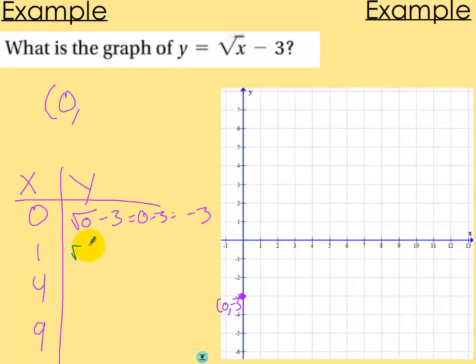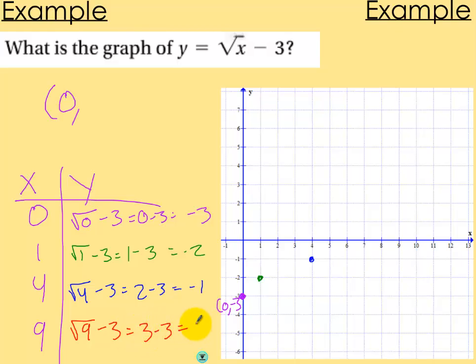If you're plugging in a 1, you get square root of 1 minus 3, which is 1 minus 3, which is negative 2. So (1, -2). And then plugging in 4, so square root of 4 minus 3, which is 2 minus 3, which is negative 1. So (4, -1). And for that last one, you're going to get square root of 9 minus 3, which is 3 minus 3, which is 0, so it'll be (9, 0). And I've got all those points plotted, so I'll do my curve with the starting point, and it should look like that. There you go. That's it.